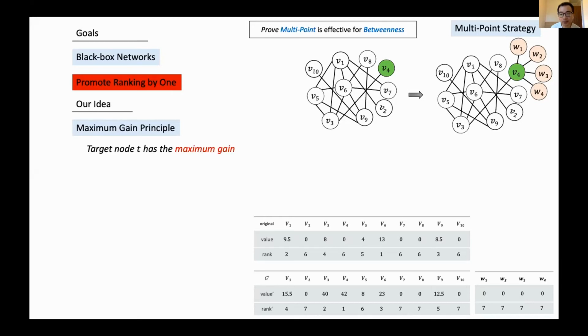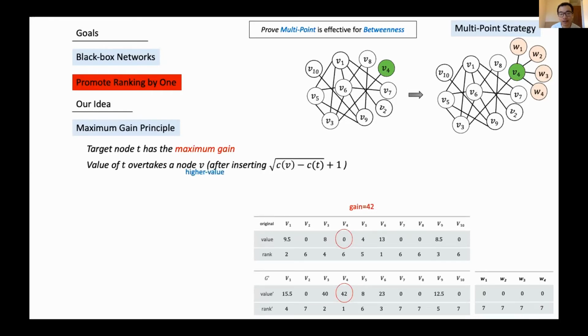The first condition is that the target node T has the maximum gain. As you see from this table, the increase of the target node V4 is 14.2. And we cannot find any other nodes whose increase is larger than the target node. This is the first condition.